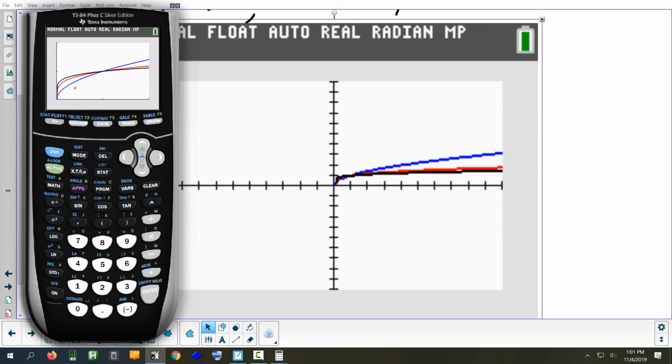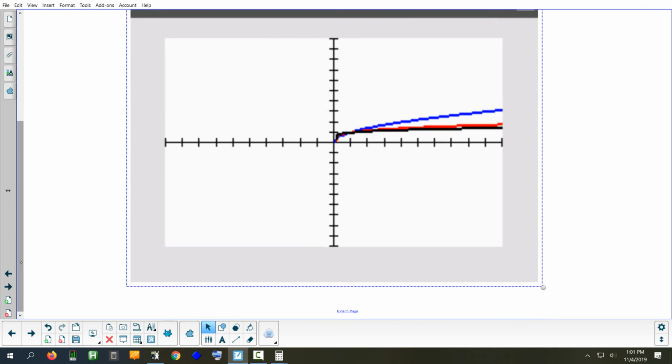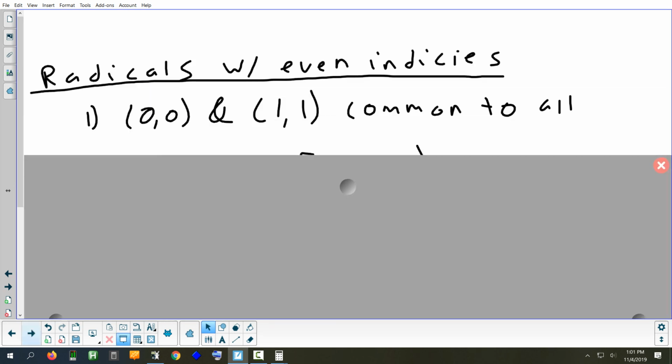It's under everything. And these all start at the origin. So all the graphs start at the origin. They all go through the point 1, 1. And the domain is 0 to infinity. How about the range here? 0 to infinity. Yeah, 0 to infinity. And I think that's pretty much everything that's important.